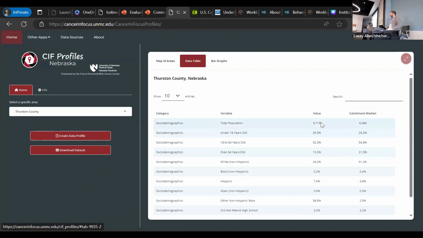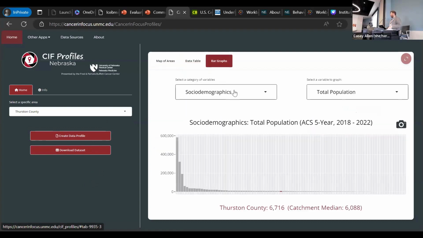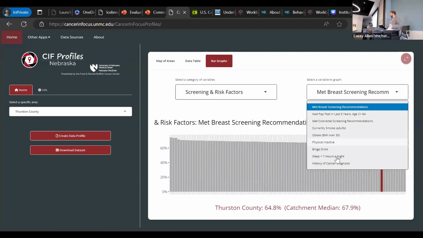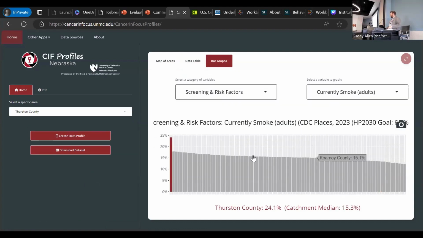It shows you both the value within the county, and then it shows you the median of all of the counties, so you can compare across. Then if you select the bar graph function, let's look at smoking. You can compare Thurston County to the rest of the counties within the catchment area. In Thurston County, the proportion of people who smoke is 24.1%, where the median is 15.3%.